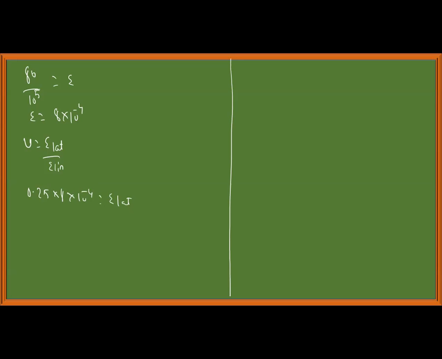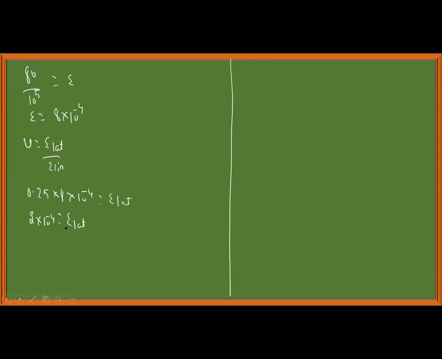Tell me what is epsilon lateral? 2 into 10 power minus 4. Check it out. 0.25 into 8 is 2, so 2 into 10 power minus 4 is equal to epsilon lateral.